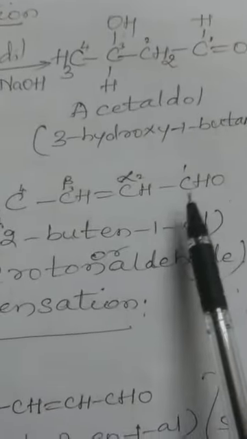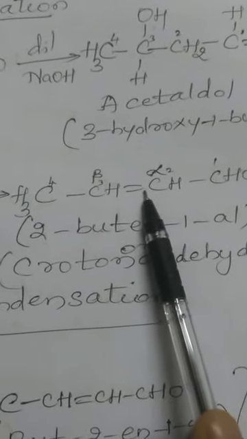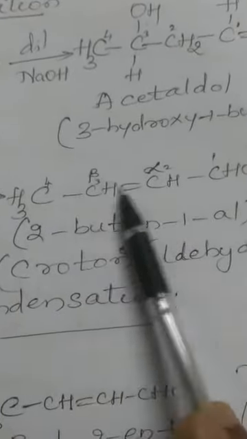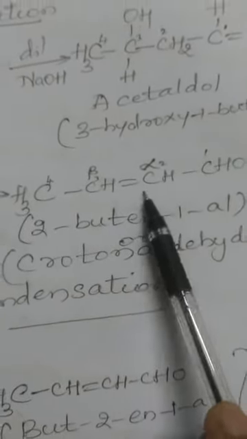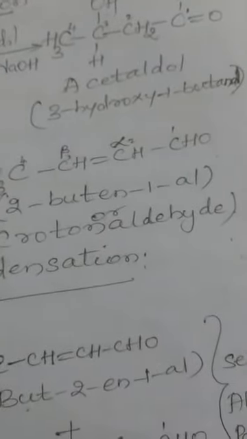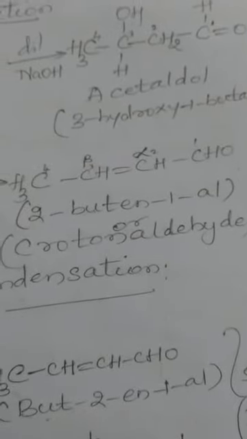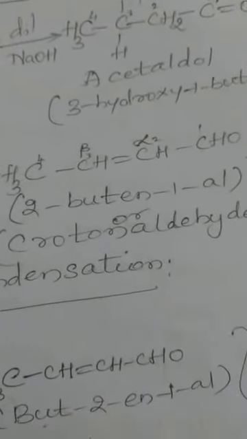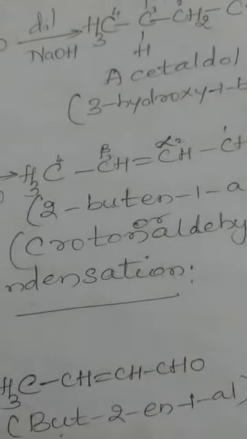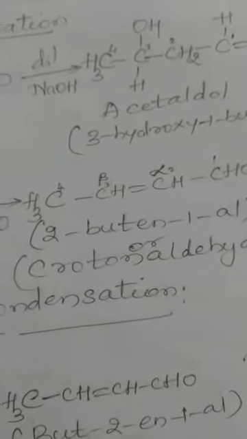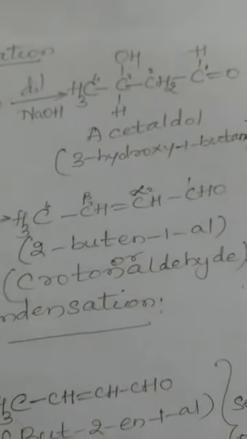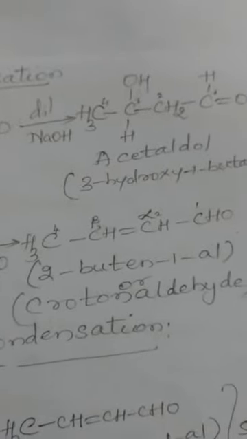With respect to the carbon of the aldehyde group, the adjacent carbon will be alpha, the next will be beta. So there is a double bond between the alpha and beta carbon atoms. So you will get an alpha beta unsaturated aldehyde. The popular common name of this product is crotonaldehyde, whereas the IUPAC name given is 2-butenal. 2-butenal is the IUPAC name of crotonaldehyde. Now this is regarding the aldol condensation reaction.